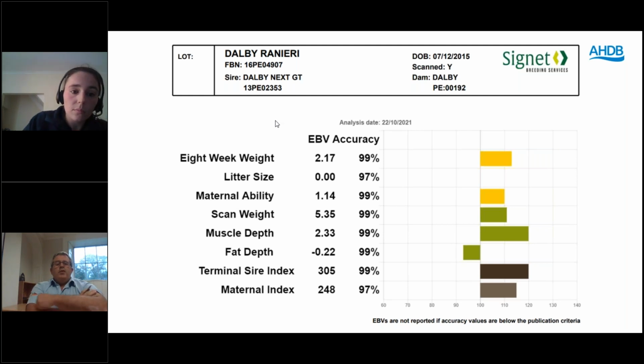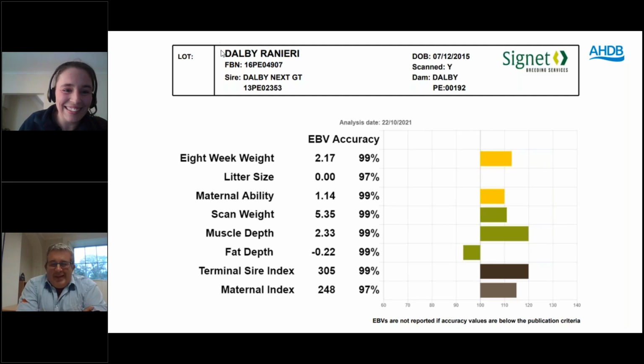Sure. So first of all, that Dalby flock is quite a good flock because he might be watching and I know him quite well. So let's start there, a reputable breeder. In terms of the data that you see there, if I go from top to bottom, I look at 8-week weight. So that's telling me that actually those lambs have been grown well. That's 2.17 kilos above the average. So that's good growth. That's an influence from mum and a little bit of influence from the lamb.